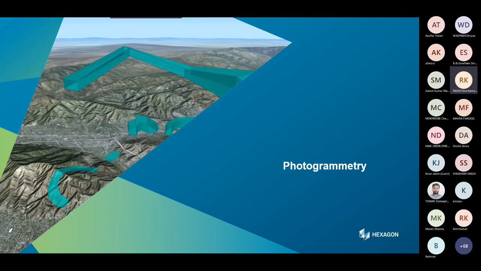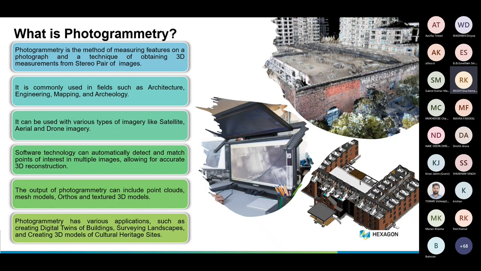Today I'm going to explain about photogrammetry, what is photogrammetry, and what the process flows are in photogrammetry. First, we need to understand what photogrammetry is and where the word came from. Photogrammetry means photo, which is nothing but light, where we can capture the images, and gram means feature. That word came from Greek, and metry means measurement.